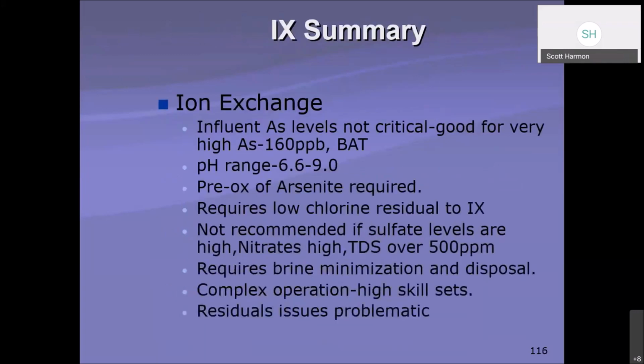So in summary, you can see ion exchange influence levels not critical, good for very high arsenic, as high as 160 parts per billion. There's your pH range. Each one of these different treatment aspects is going to have ranges of pH and things. If your source water isn't in that range, there's always chemical additives you can use to make it in that range.